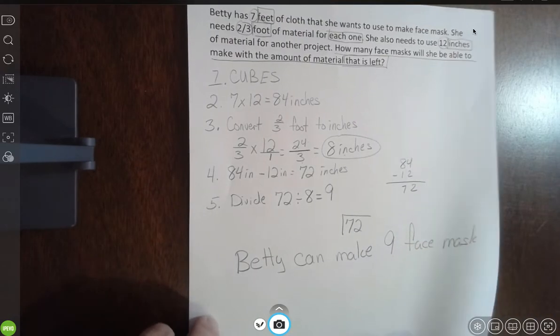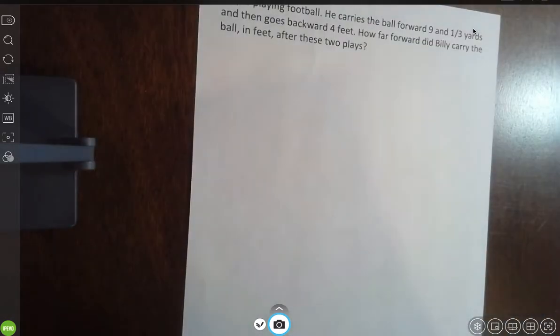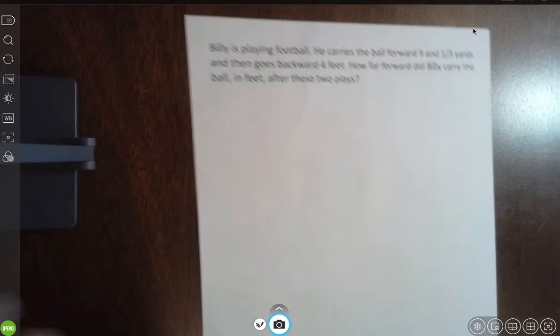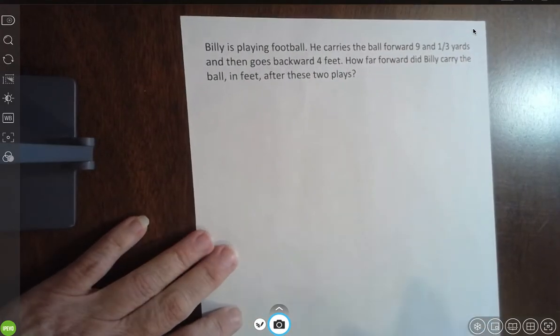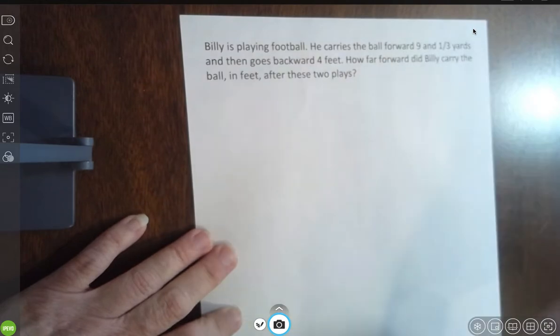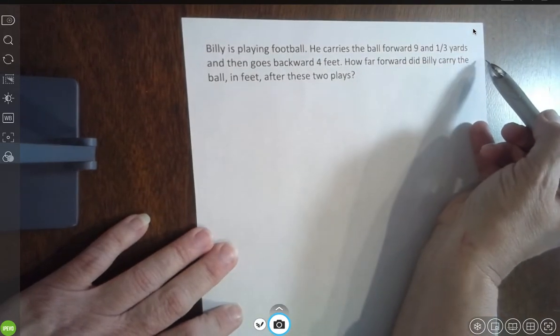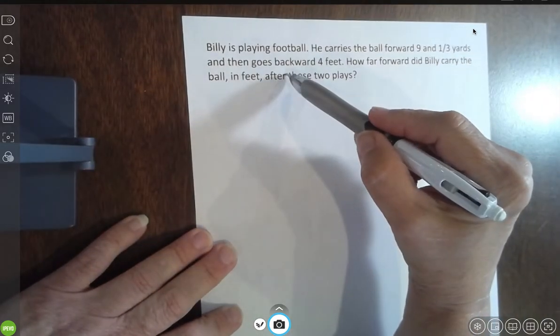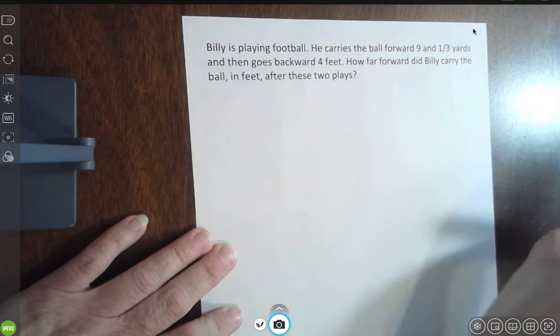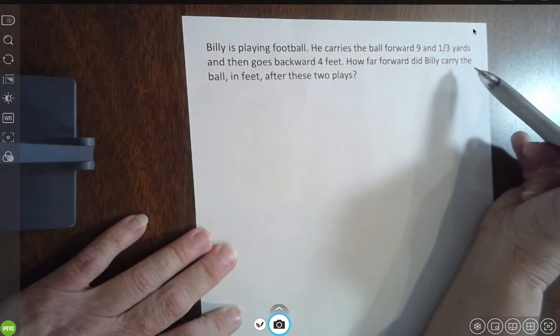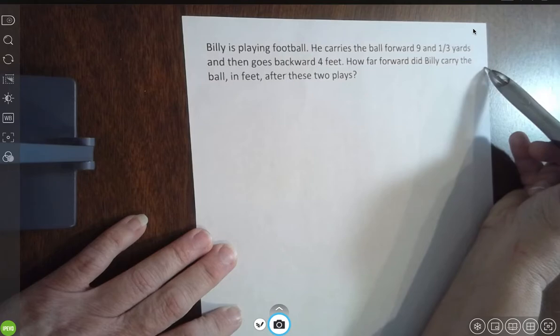All right, let me go to the next problem. Billy is playing football. He carries the ball forward 9 1/3 yards and then goes backwards 4 feet. How far forward did Billy carry the ball in feet after these two plays?